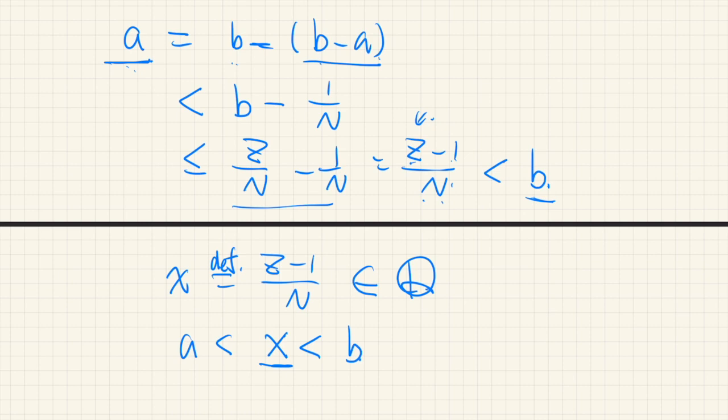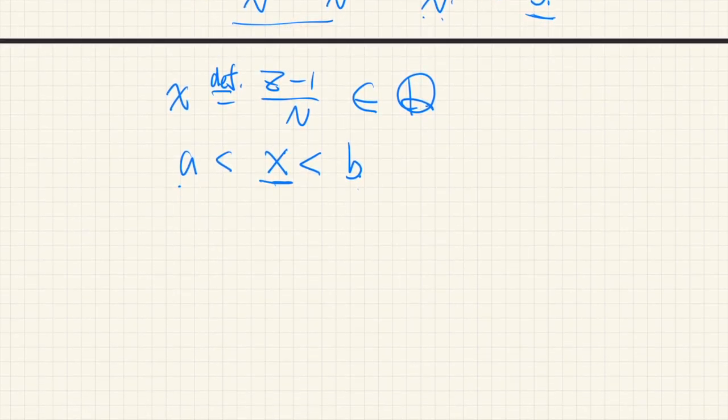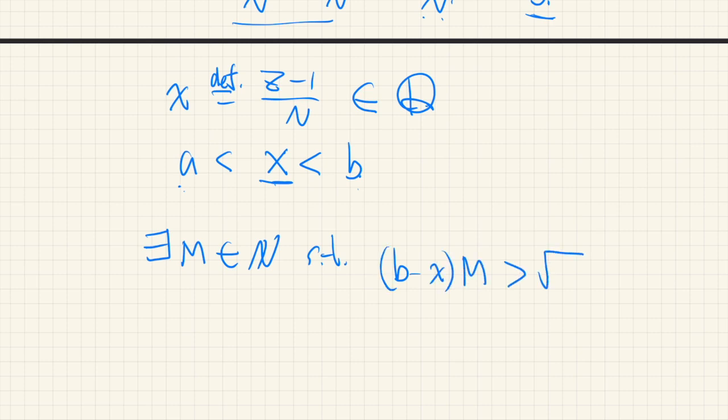So between any real numbers a and b, we can find the rational number x like this. Next, we try to find an irrational number between a and b. And for that, again, we apply Archimedes' principle, so there exists some natural number m such that (b minus x) times m is greater than square root of 2.